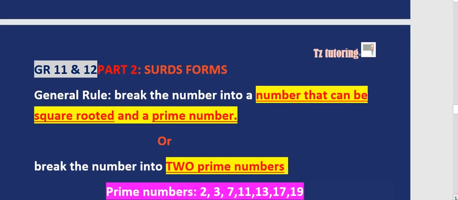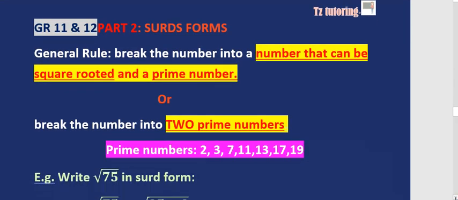Surds. This is a very important rule when we're dealing with surds. The number inside the square root, we want to break into two numbers: a number that can be square rooted and a prime number. If we cannot break it into a number that can be square rooted and a prime number, we can then break it into two prime numbers. Our prime numbers are 2, 3, 7, 11, and so forth. Let's look at 75 as an example.